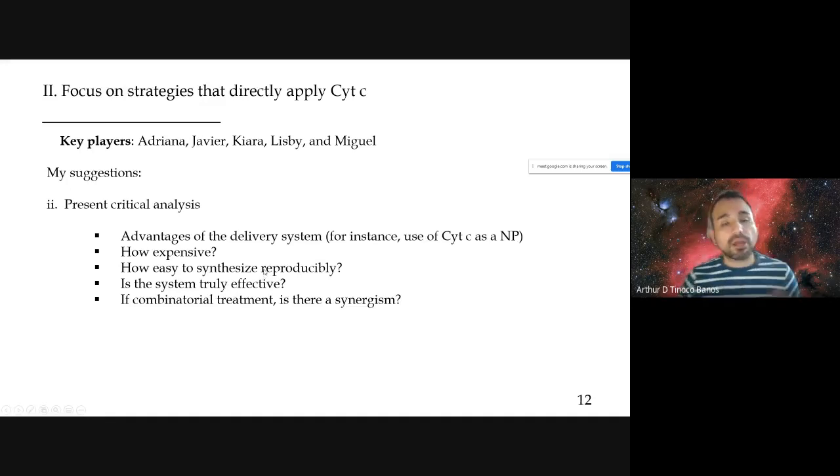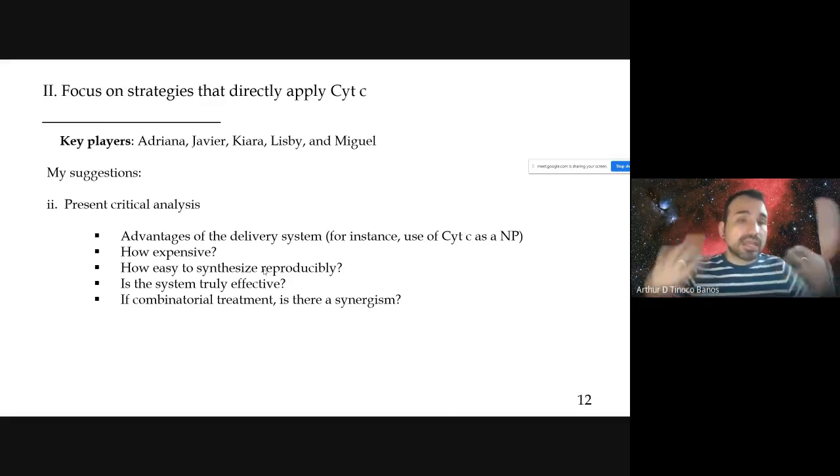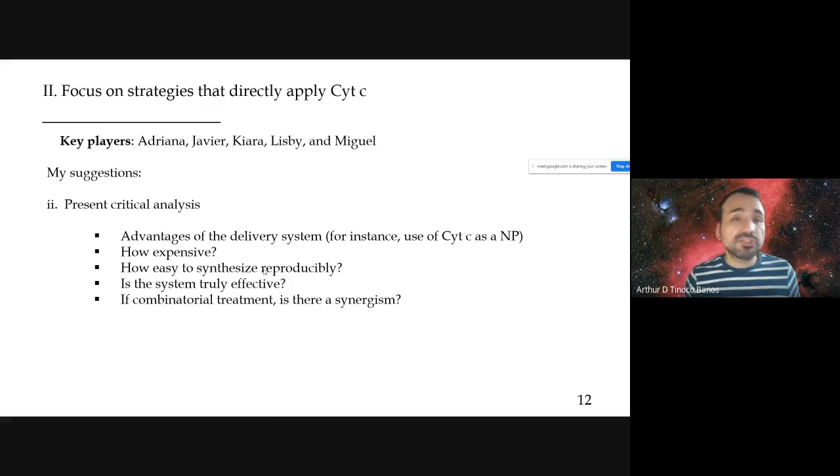And by that I mean, you create these fancy systems and have cytochrome C encapsulated, but perhaps the cytochrome C then doesn't retain its native structure and it loses some of its activity. So maybe you're able to capture quite a bit of it, but you just don't have that effective of a system anymore. And if there is a combinatorial treatment, was there any synergism observed?